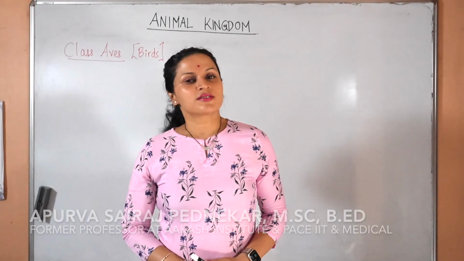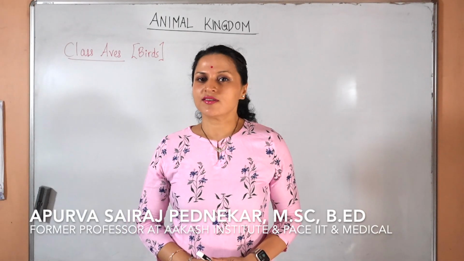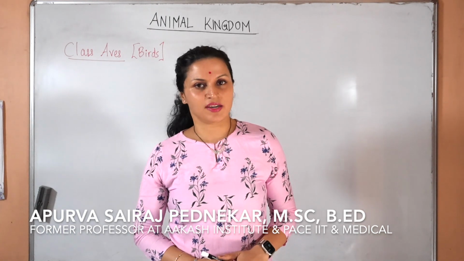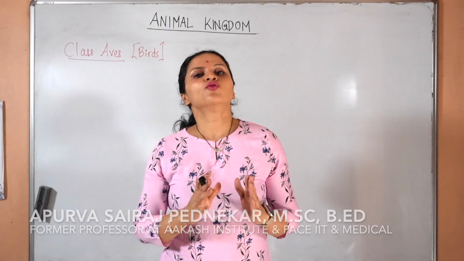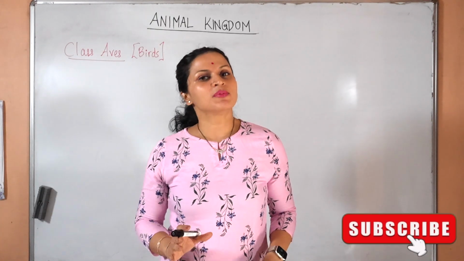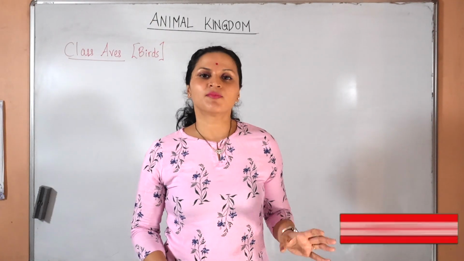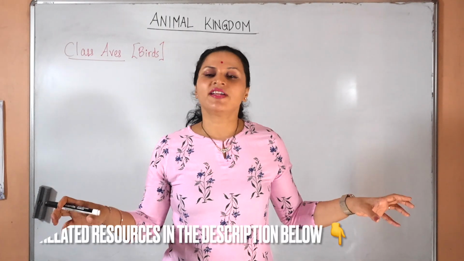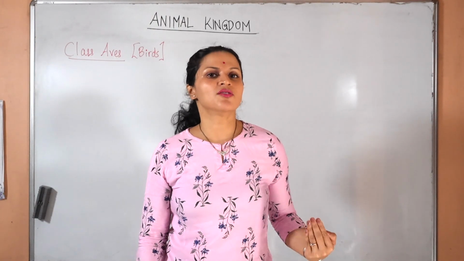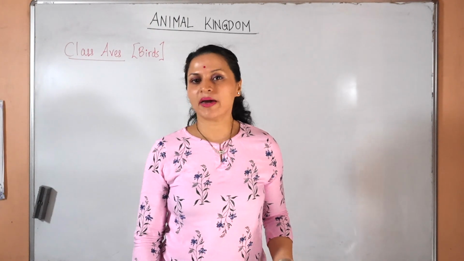Unbelievable. Hello students, we have completed the general characteristics of class Aves. Now we are going to look at some important examples of Aves. So birds are divided into two major categories, the flight birds and the flightless birds. The flight birds can fly and the flightless birds cannot fly because they have very redundant type of wings which do not allow them to fly. Examples include ostrich, emu, kiwi, penguin, etc.